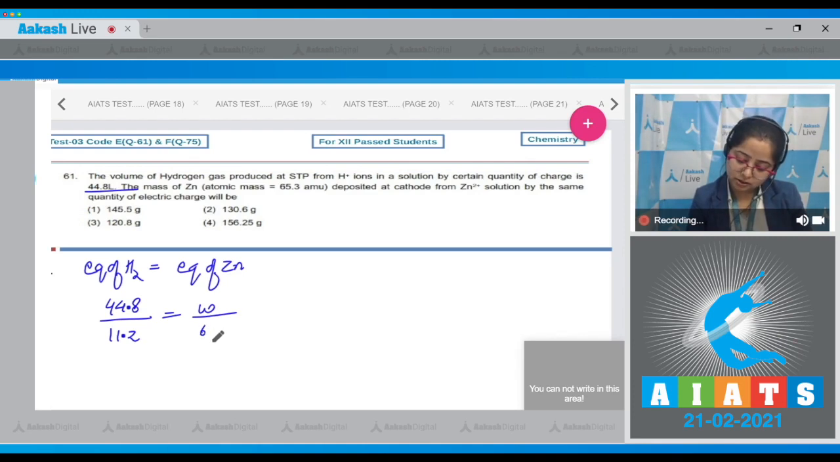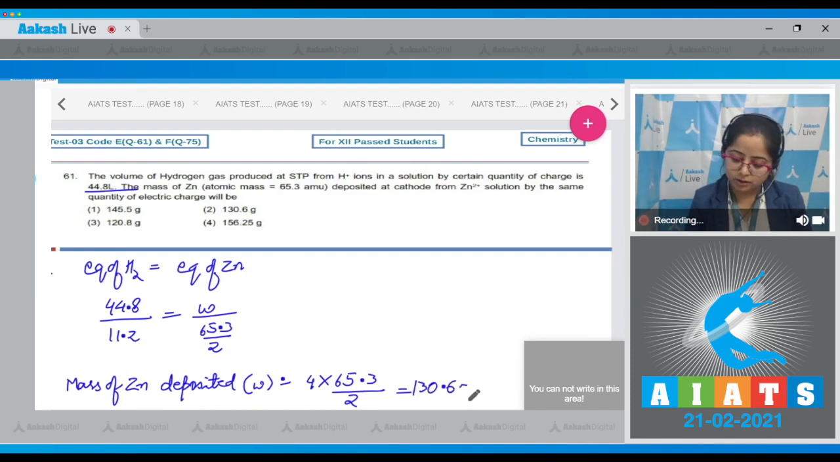So the molar mass is 65.3 and the n factor is 2. So we can clearly calculate the mass of zinc deposited, that is W, mass of zinc deposited, that is W is equal to 4 multiplied by 65.3 upon 2, which is equal to 130.6 gram. That means the correct answer is option number 2.